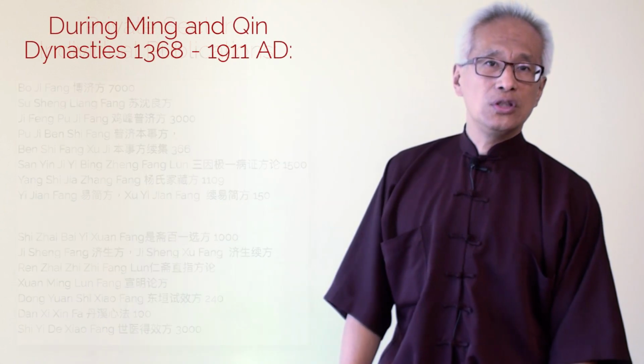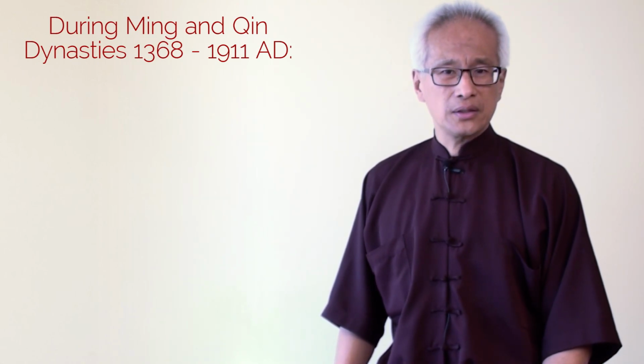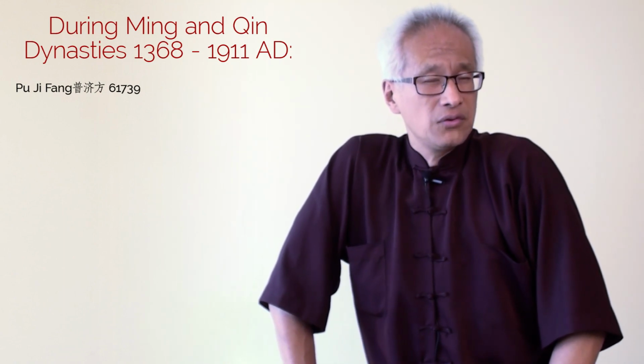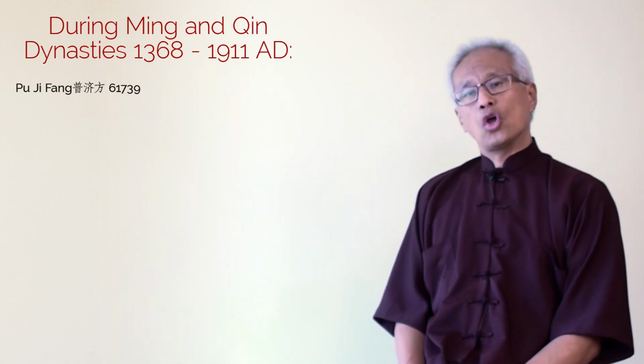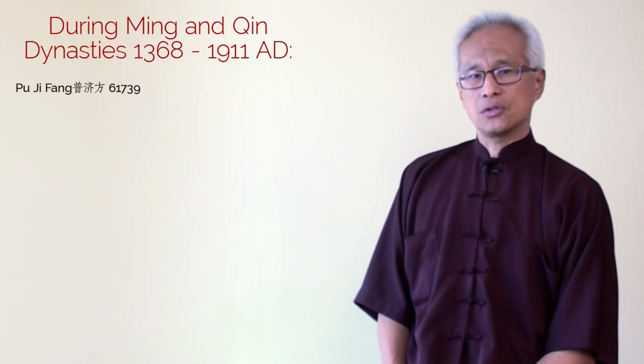If you look at the Ming and Qing Dynasty, which is about 1368 to 1911 AD, you start to see formula books that are basically unruly, too big. Let's take a look at Pu Ji Fang. The book fills several sections. That book fills my whole entire bookshelf. It listed 61,739 different herbal formulas. Think about that for a moment. That's daunting. That's hard to even learn all of them. And you try not to learn all of them. You try to learn what's effective in your clinical setting.